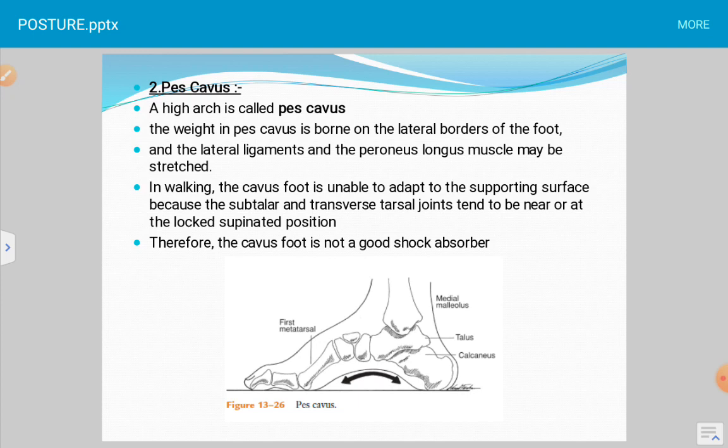In walking, the cavus foot is unable to adapt to a supporting surface because the subtalar and transverse tarsal joints tend to be locked in a supinated position.